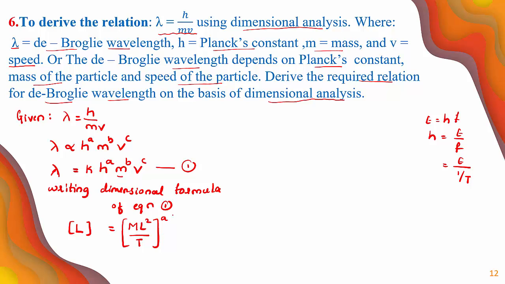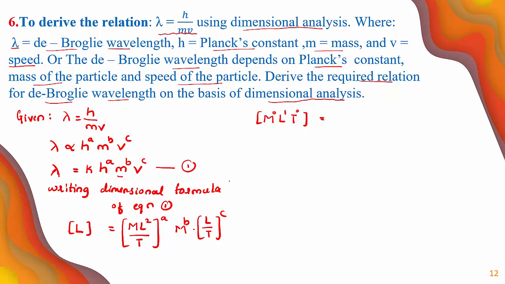Then the second term is m raised to b. I can write capital M raised to b. Then the third term is velocity or speed, that is L by T raised to c. Now we can write the equation as, on the LHS, M raised to 0, L raised to 1, T raised to 0 is equal to, on the right, M raised to a, L raised to 2a, T raised to minus a. Then M raised to b, L raised to c, T raised to minus c.